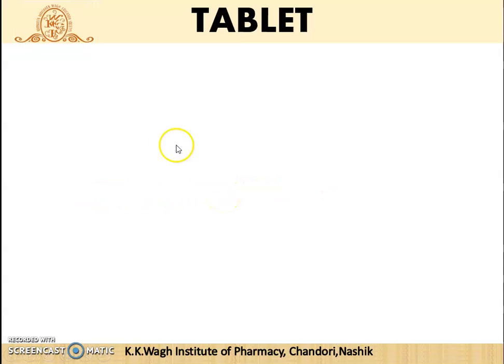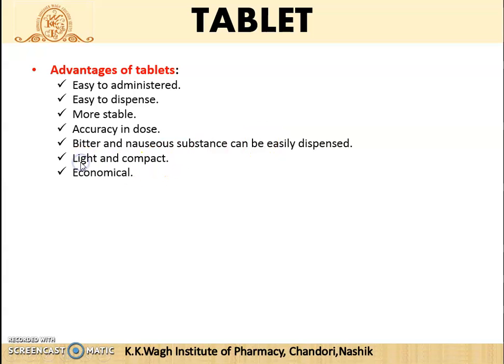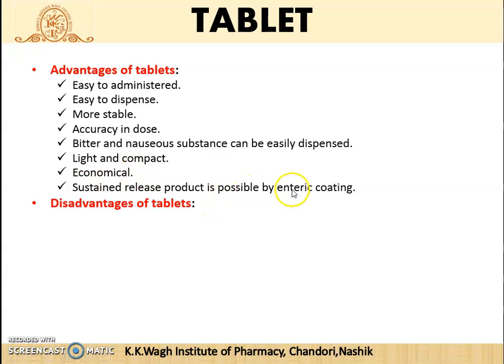Next we can see the advantages of the tablet. Tablets are easy to administer, easy to dispense, more stable, with accuracy in the dose, and bitter and nauseous substances can also be easily dispensed in the form of the tablet. They are light, compact and economical. Sustained release product is possible by the enteric coating.